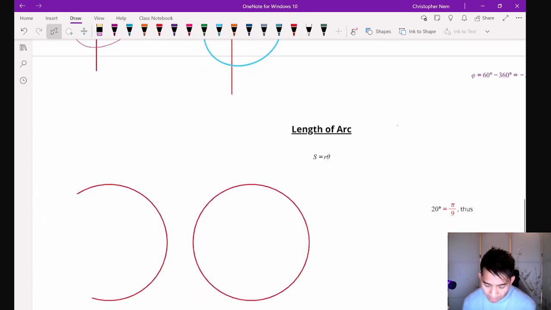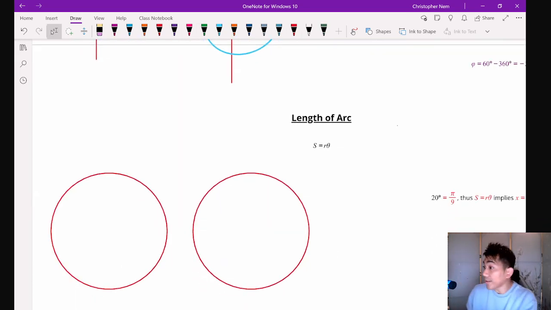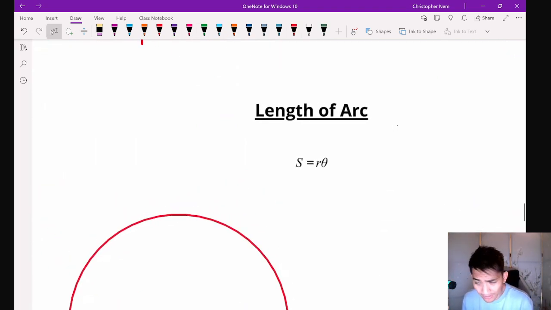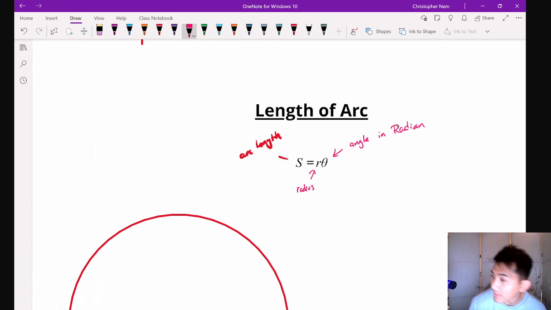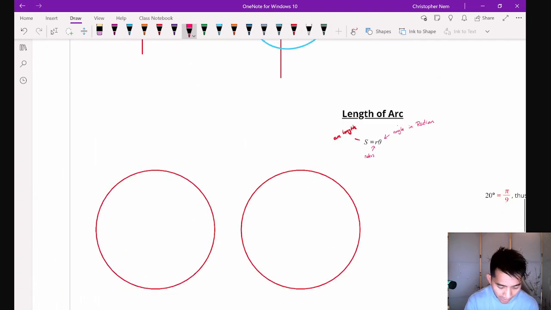Moving on. We've got length of arc, or arc length for short. I guess they're the same, I don't know. But we have the formula S equals R theta. This S represents arc length, and then R stands for radius, and theta represents the angle in radians. It must be in radians that you're working with. If it's in degrees, you can't use this formula. You have to turn it into radians.